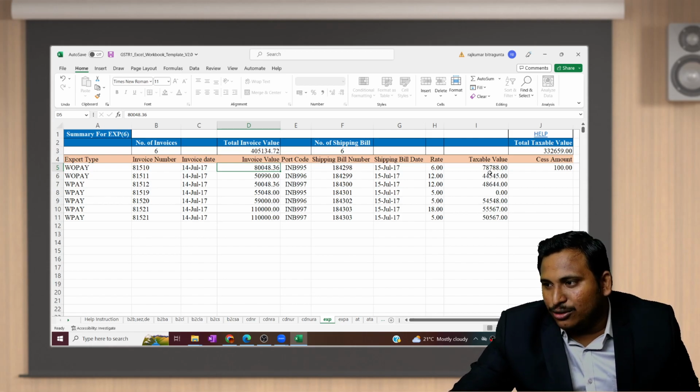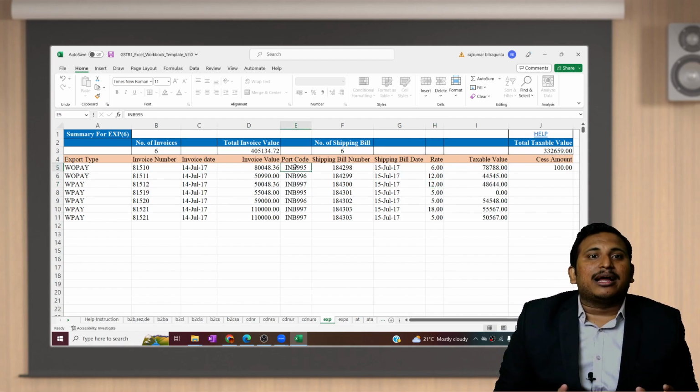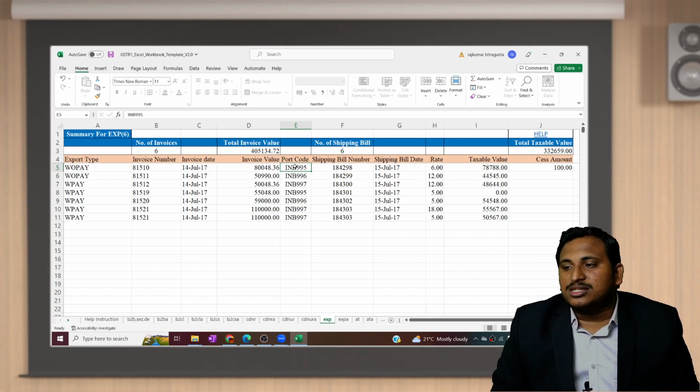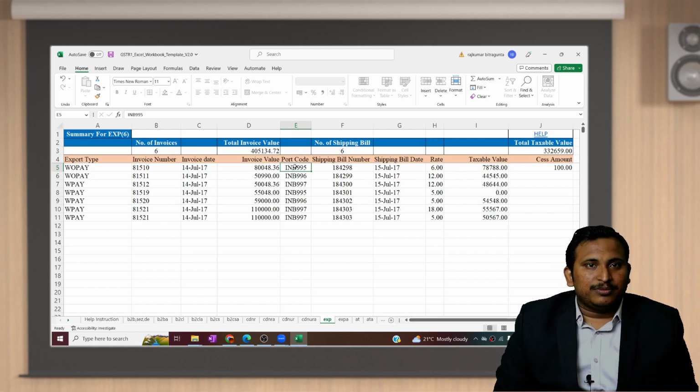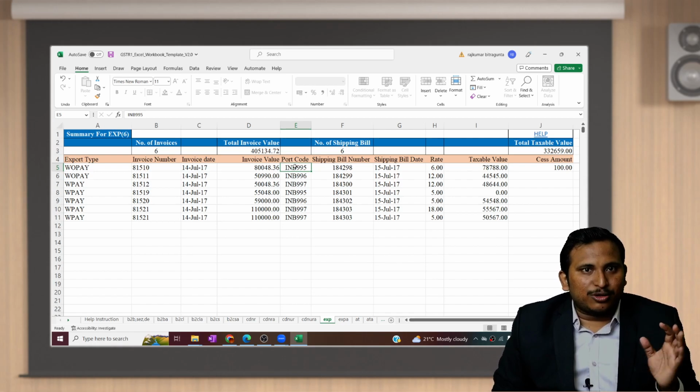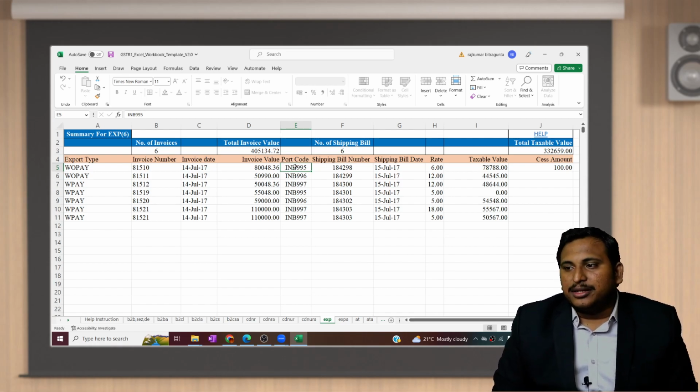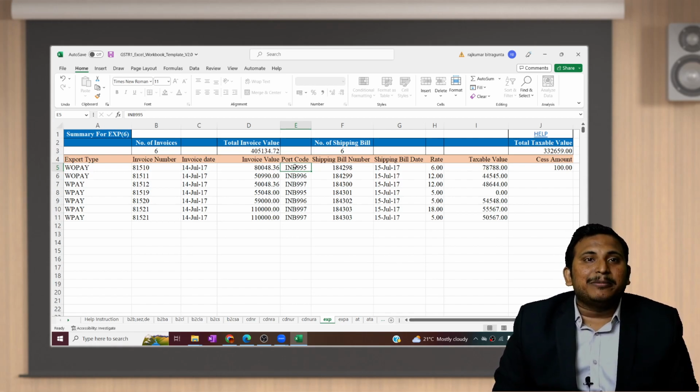Even taxable value you can understand. Rate also you can understand, depending on the type of the item. Now, these three are the additional things which will be there when compared to a normal invoice. What are those three things, sir? Port code, since you are transporting goods somewhere, port code may be applicable. Then shipping bill number, shipping bill date.